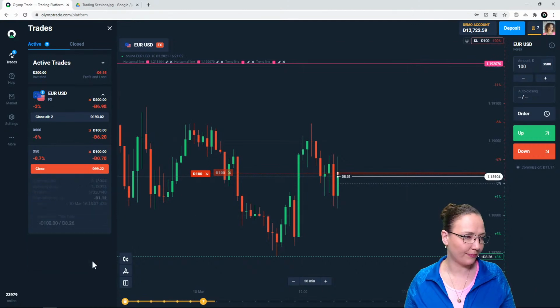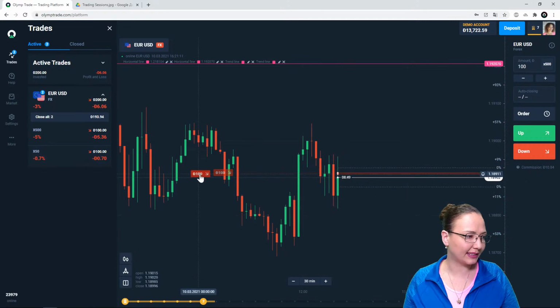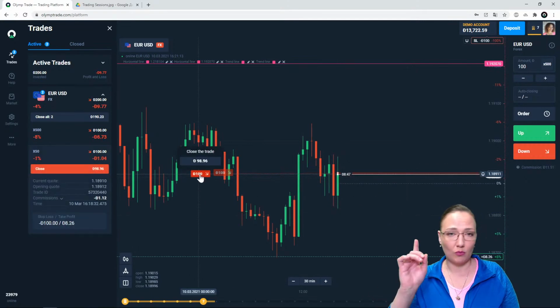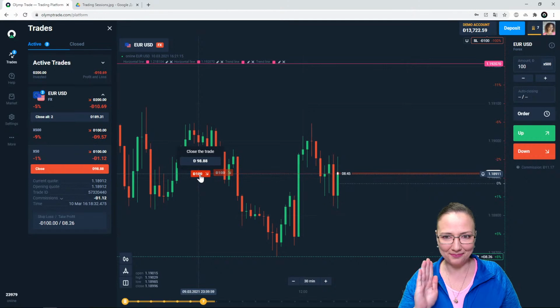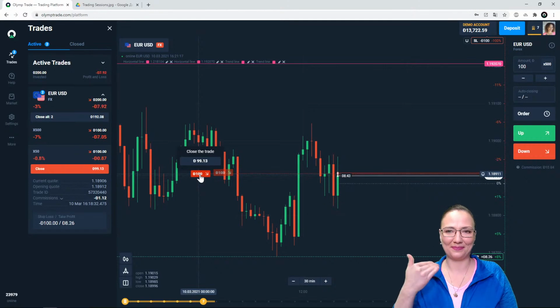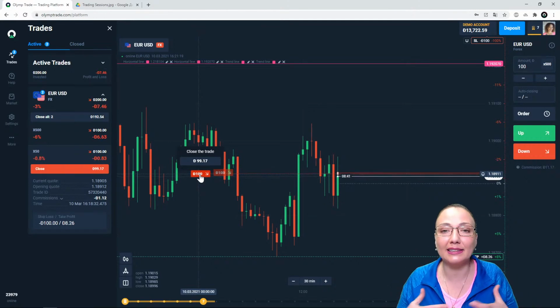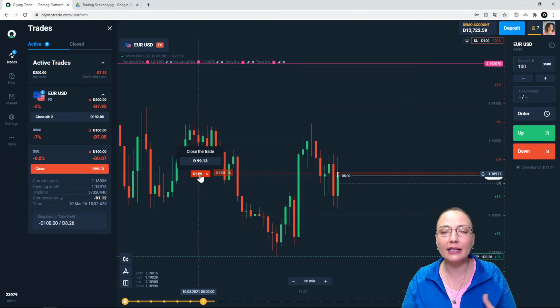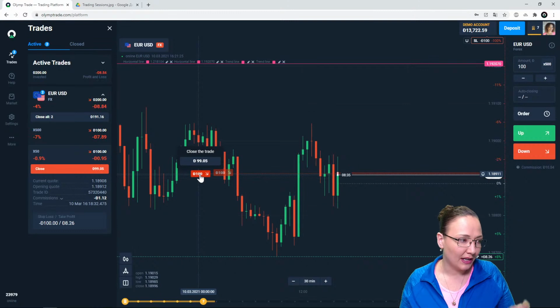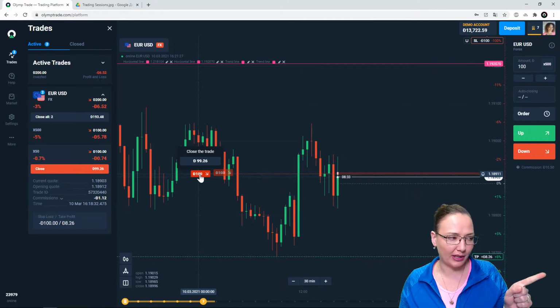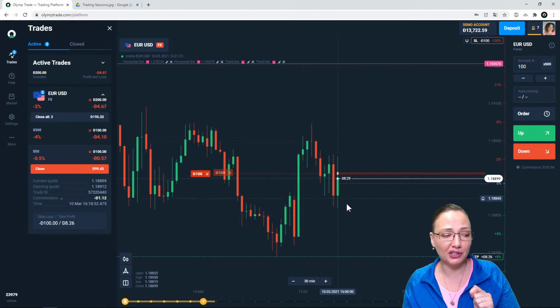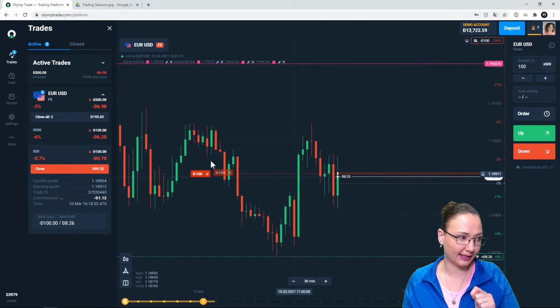Minus 100. Alrighty, so let's see. One more time, the thing that we have to understand is that with a higher multiplier, the stop loss is going to be a lot closer to the price opening. So one more time, let's take a look at this trade. $100 with a 50 multiplier. Once the price reaches this level right here, we will get a profit of $8.26.